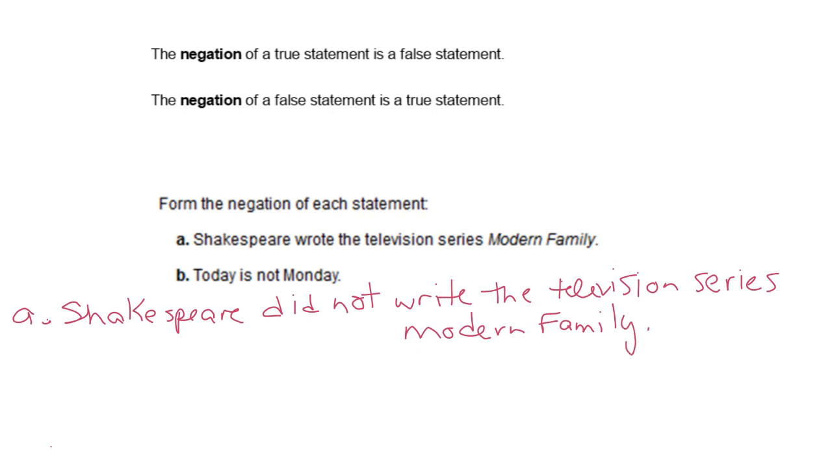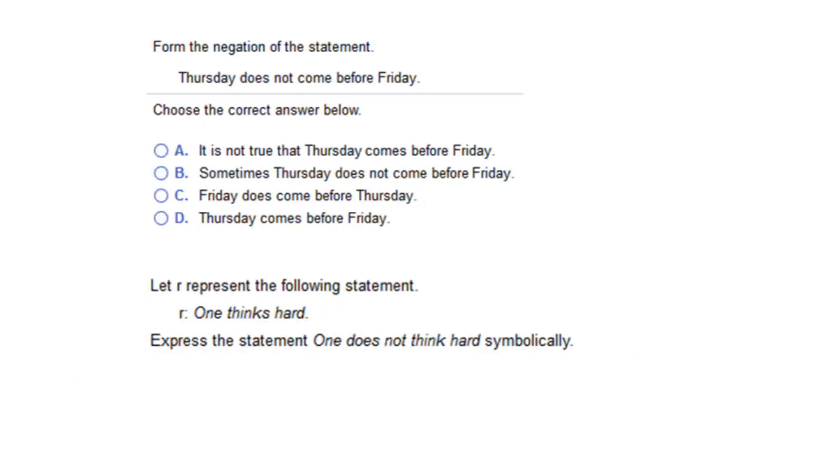All right, then we'll take a look at the second sentence, and it says, today is not Monday. I'm looking at B right there. So the negation of that statement would be, today is Monday. So when you write the negation, we're either going to add on the word not to make it negated, or we're going to remove the word not to change the truth value of that statement. Form the negation of the statement. This statement says Thursday does not come before Friday. So the negation would be for us to eliminate and make sure we remove that word not. So looking at A, B, C, and D, we would say Thursday comes before Friday. And my answer would be D.